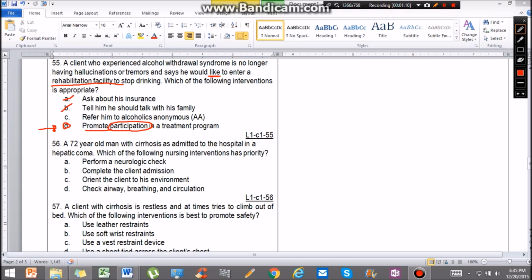Next, number 56. A 72-year-old man with cirrhosis is admitted to the hospital in hepatic coma. Which of the following nursing interventions has priority? A. Perform a neurologic check. B. Complete the client admission. C. Orient the client to his environment. D. Check airway, breathing and circulation.